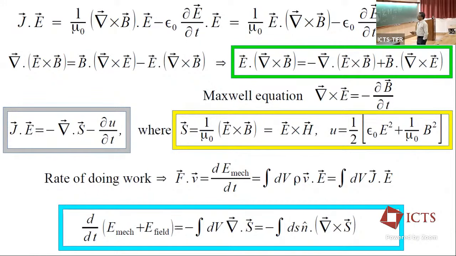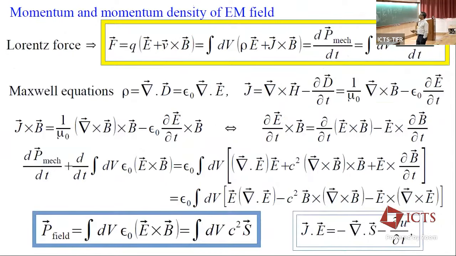And then finally what you get is the rate of doing work. The mechanical part is given by this, and the total of the mechanical and field energy, the rate of energy, the rate of doing work, will be given by the Poynting vector. The Poynting vector actually carries the momentum density. Okay, so it can have two parts. One is orbital, another is spin.